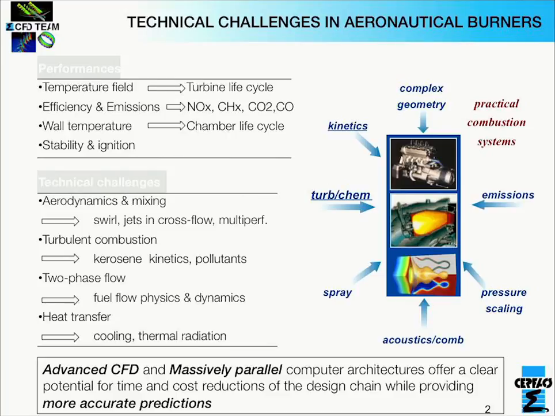And these technical challenges, in fact, can be translated into scientific challenges. Here, we need to control aerodynamics and mixing, of course, turbulent combustion, including the as exact as possible chemistry of kerosene. We need to take into account the droplets, the liquid fuel droplets inside the burner, and heat transfer problems. So all these physics are summarized in this sketch here, and our objective at CERFACS is to provide numerical tools that involve as much as possible all these physics and their coupling. So for that, of course, we use advanced CFD and massively parallel computing, as I will show in a minute. So for that, we need a code that takes into account all this physics.